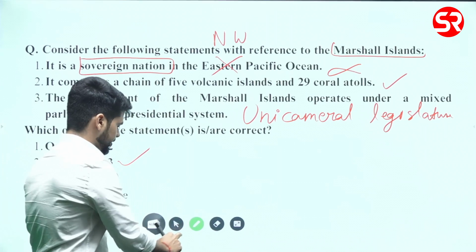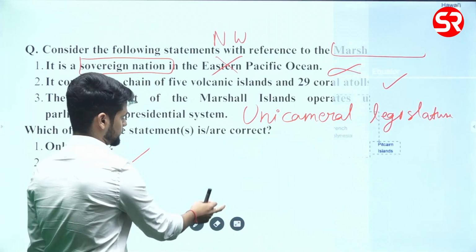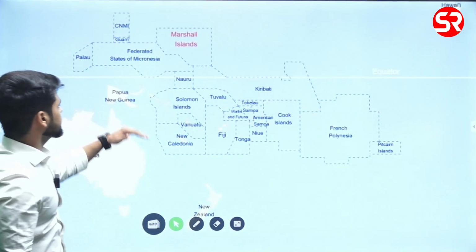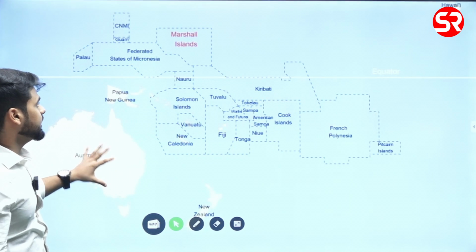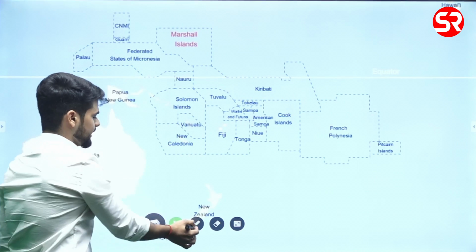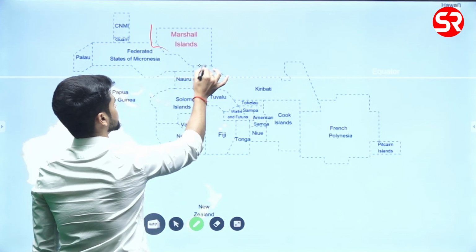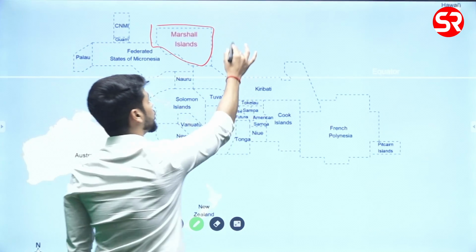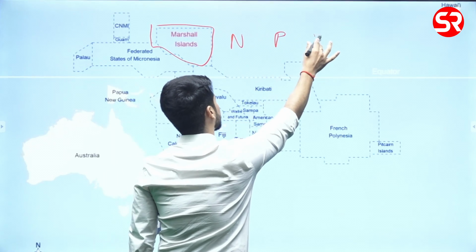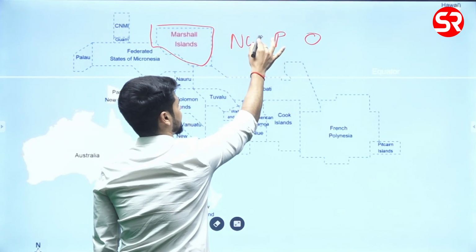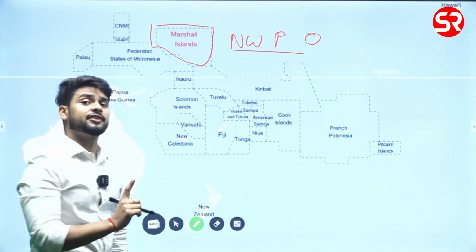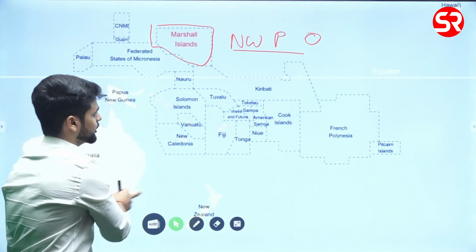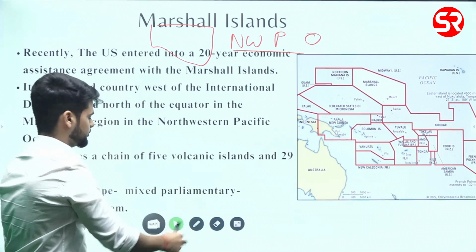Let's go ahead. So here you can just have a reference, like this is the equator, here you have Australia, and this is the group of small islands, and in this you have the Marshall Islands. You can see it is above the equator, that is, it is in the Northern Pacific Ocean, and it is on the western side, hence we say it is located in the Northwest Pacific Ocean. So this is the location. I hope it's clear now. This is a more clear picture.